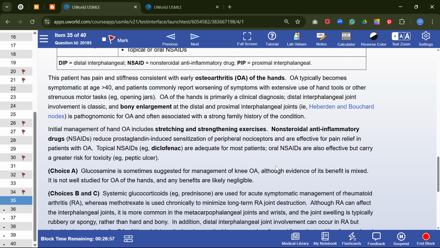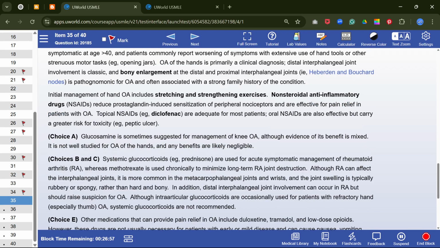Initial management of hand osteoarthritis is stretching and strengthening exercise. NSAIDs reduce prostaglandin-induced sensitization of the peripheral nociceptors and are effective for pain relief in patients with OA. Topical NSAID diclofenac is adequate for most patients. Oral NSAIDs are effective but carry greater risk for toxicity. Glucosamine is sometimes suggested for management of knee osteoarthritis, although evidence of its benefit is mixed. It is not well studied for OA of the hands, and any benefit is likely negligible.